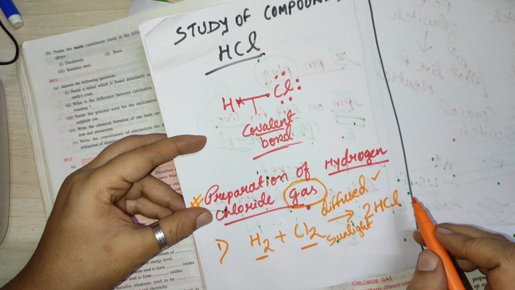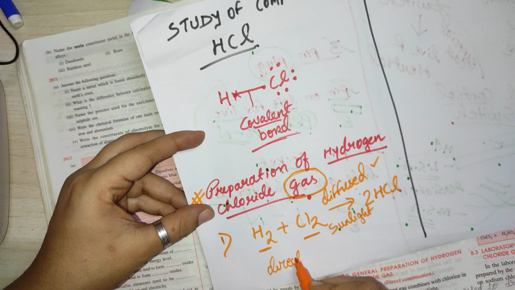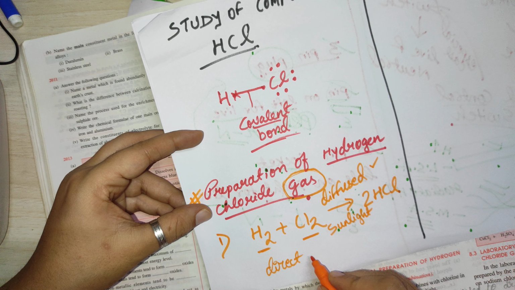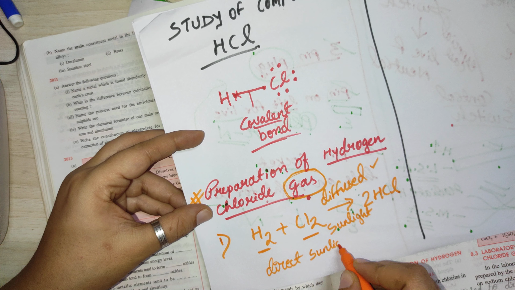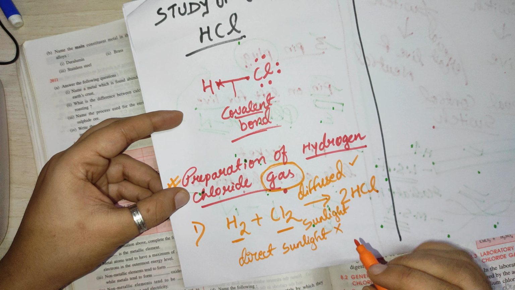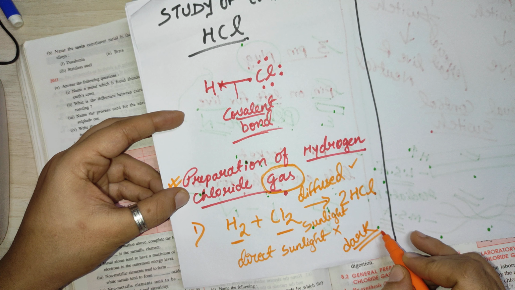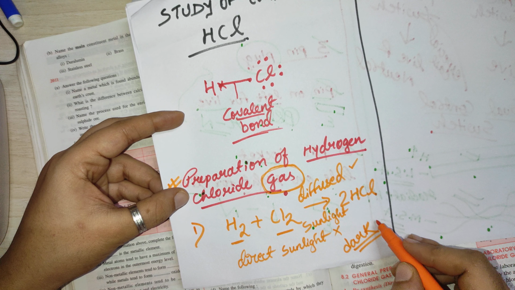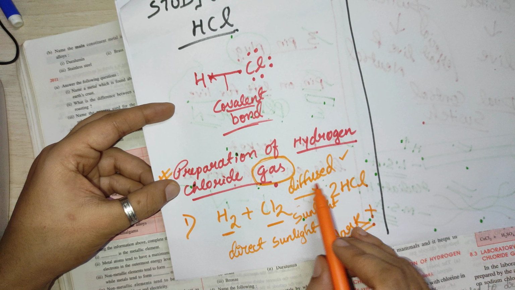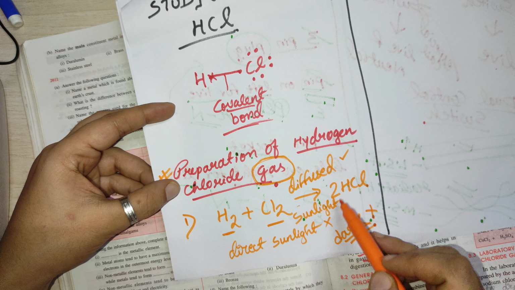And why are the other things not favorable? If it gets direct sunlight, then this reaction will prove to be eruptive. If there is direct sunlight, then there may be some blast occurring, so direct sunlight is avoided. Then there is one more condition. If we conduct this reaction in dark conditions without the presence of any light, then that reaction won't occur. So if you want this reaction to occur at a feasible average rate, then we require the presence of diffused sunlight.